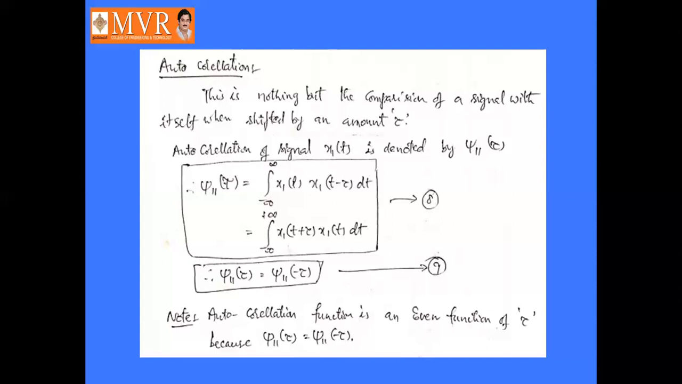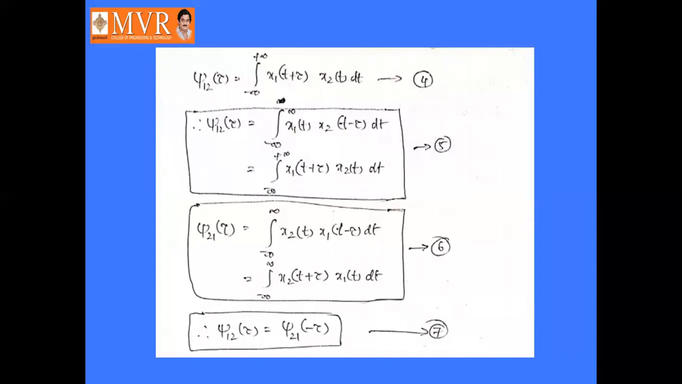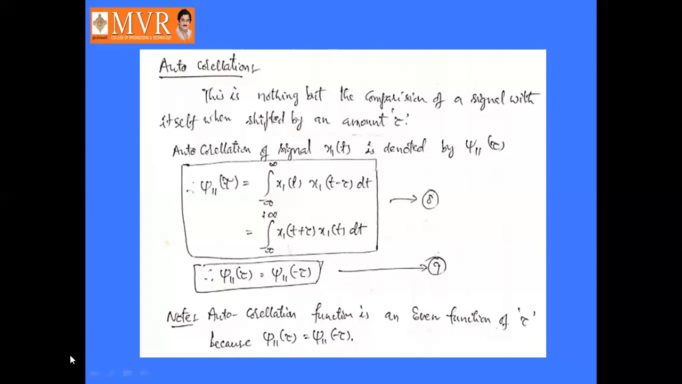And here J11 of tau is equal to J11 of minus tau. In autocorrelation function, J11 of tau equals J11 of minus tau, whereas in cross correlation function, J12 of tau is equal to J21 of minus tau, right? So J11 of tau equal to J11 of minus tau is nothing but an even function. It is nothing but its mirror image. Mirror image is equal to its original image. That is equation number 9. So we have to note that autocorrelation function is an even function of tau because J11 of tau is equal to J11 of minus tau.